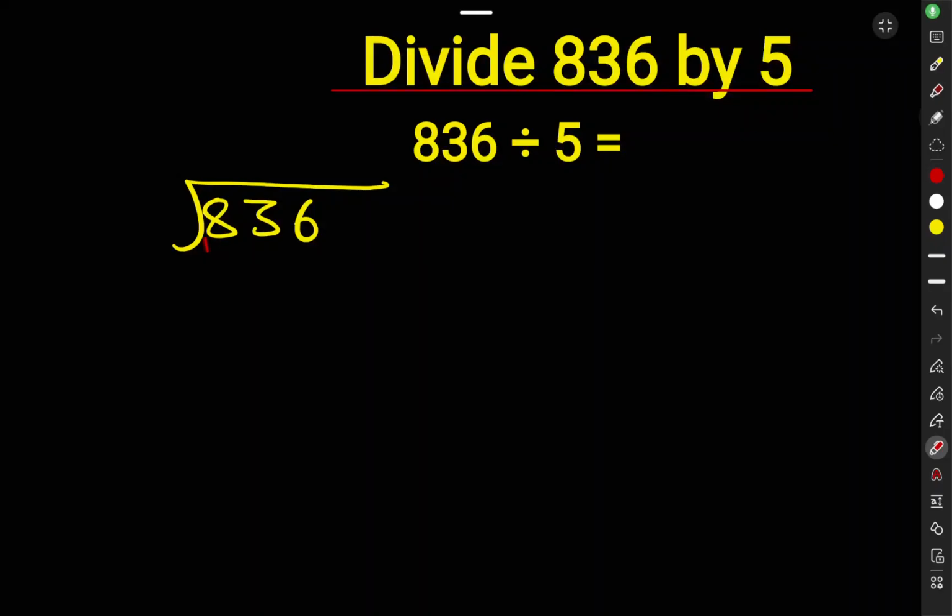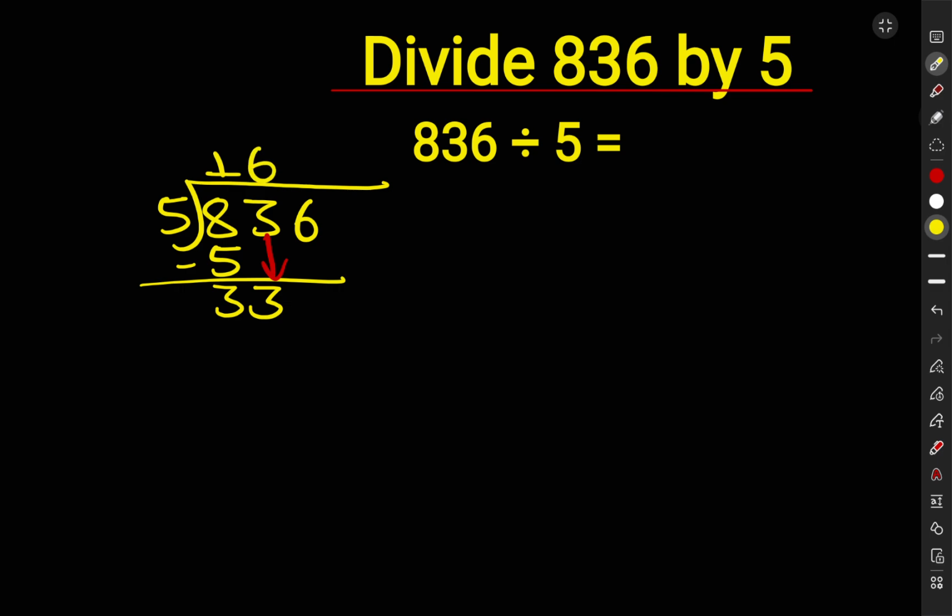We divide 836 by 5 in long division method. 5 times 1 is 5. On subtracting we get 3. So now we put down these 3 and it is 33.